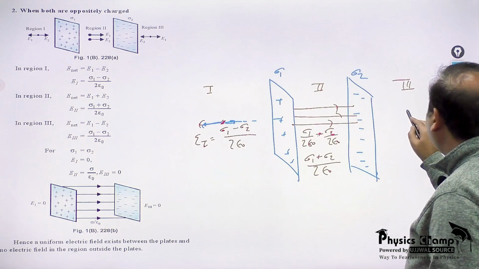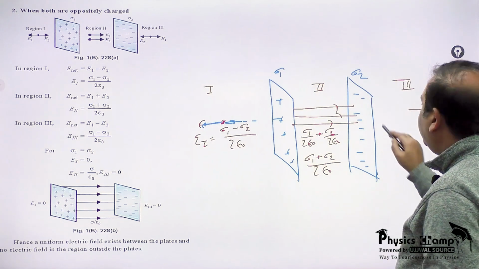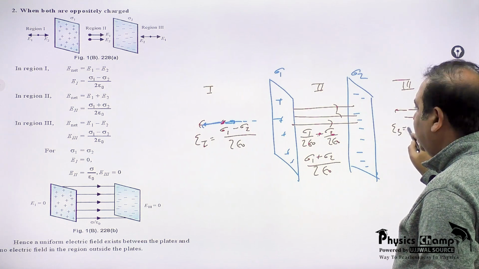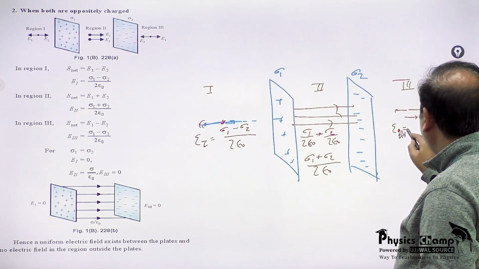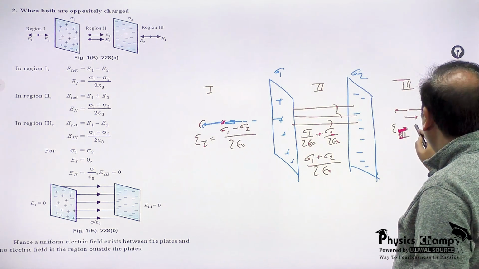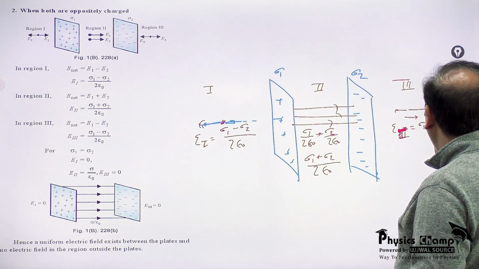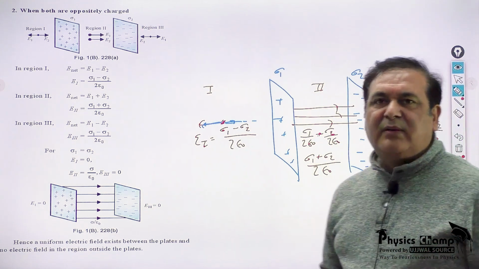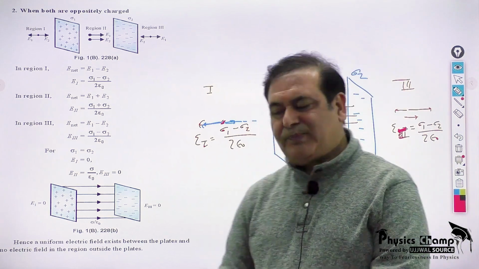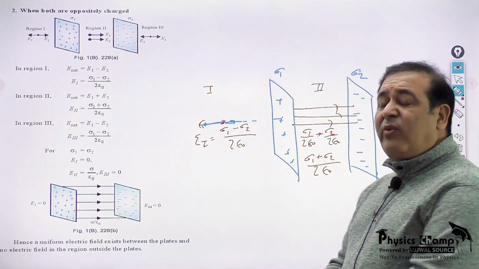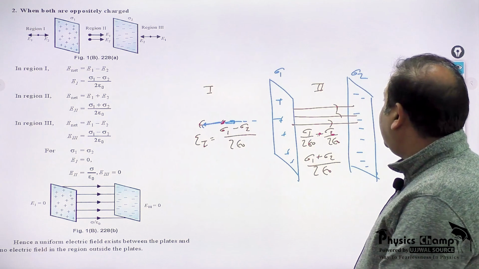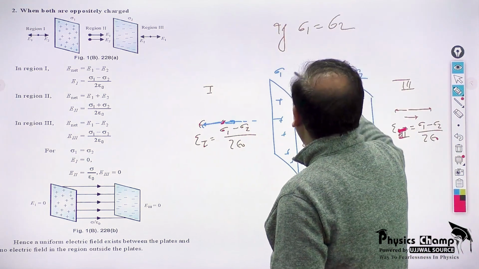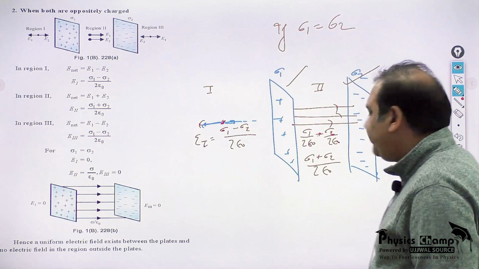But in third region, due to positive it will be away from it, and due to negative it will be towards it. So here again E3 will be (sigma 1 minus sigma 2) by 2 epsilon naught. Here, whichever is bigger, sigma 1 or sigma 2. Now assume what will happen if sigma 1 is equal to sigma 2 and one is positive and one is negative.